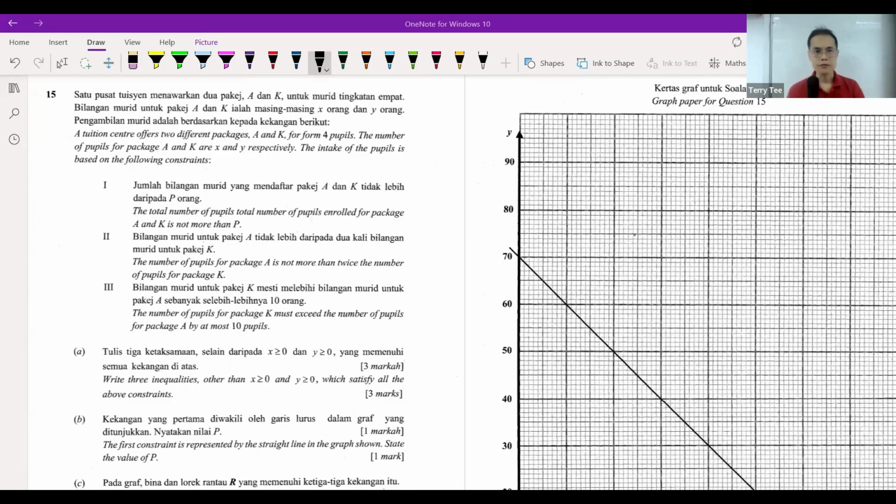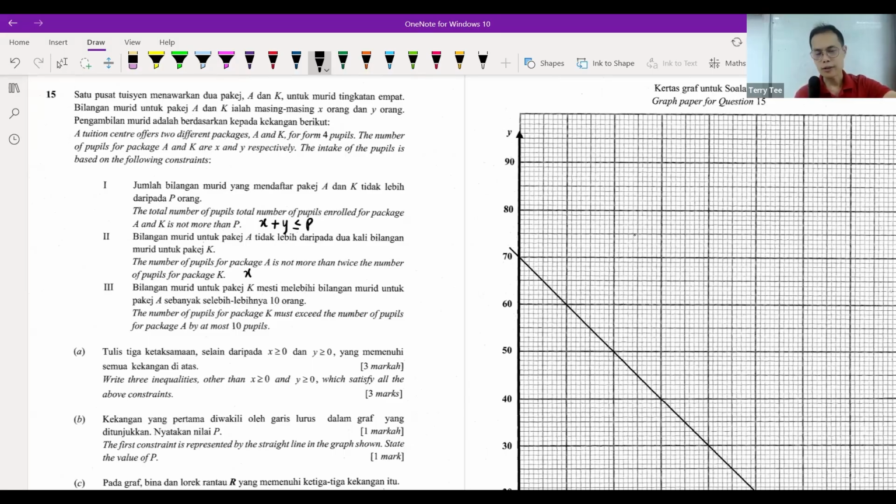Okay, last question, question 15. A tuition center offers two different packages, A and K, for Form 4 students. The number of people for packages A and K are X and Y. The intake is based on the following constraints. The total number of people enrolled for package A and K is not more than P. So we have to write three inequalities as usual. Package A is X, package K is Y. Not more than P means less than or equal to P. So we can just stop here. Your inequality will be in terms of P. Now next, the number of people for package A is X, right?